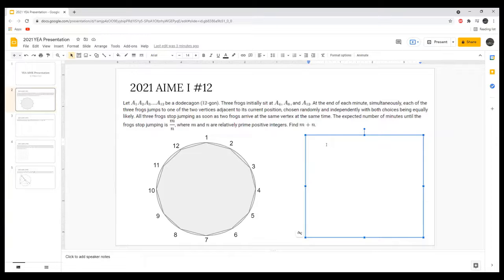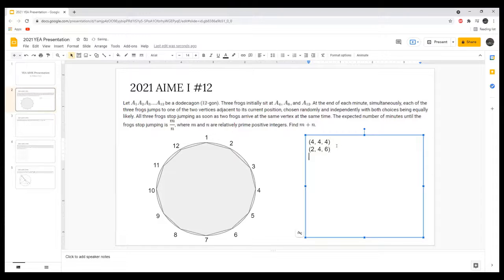So one configuration is that all 3 frogs are 4 spaces apart from each of the other 2, which we call 4, 4, 4. An example of this would be the starting position 4, 8, 12. There's another configuration, 2, 4, 6. An example of this would be a frog at position 2, a frog at position 4, and a frog at position 8. 8 minus 4 equals 4, 4 minus 2 equals 2, and 8 and 2 are opposite each other, and 8 minus 2 equals 6.